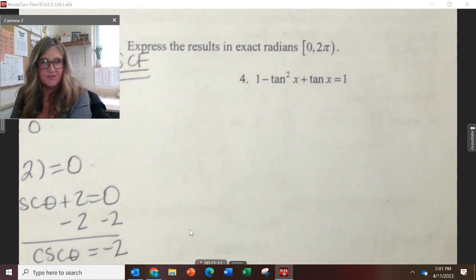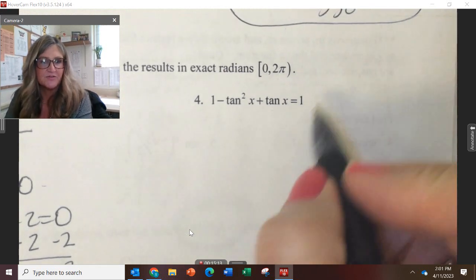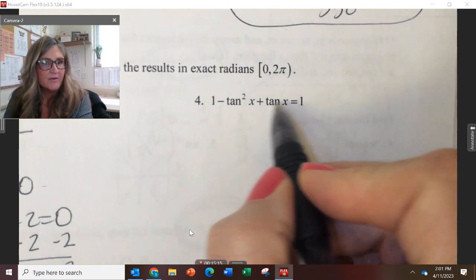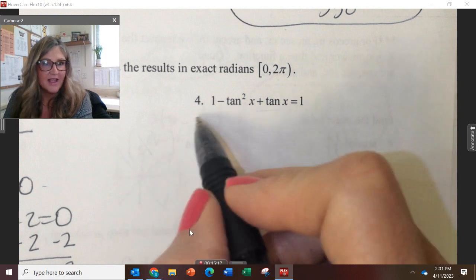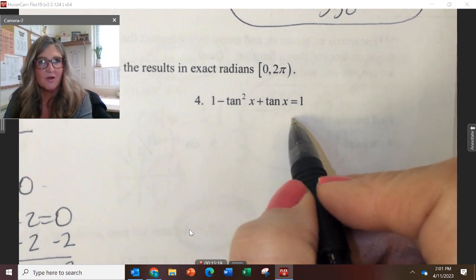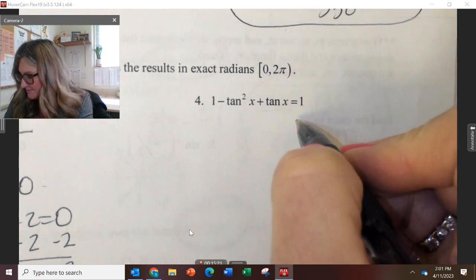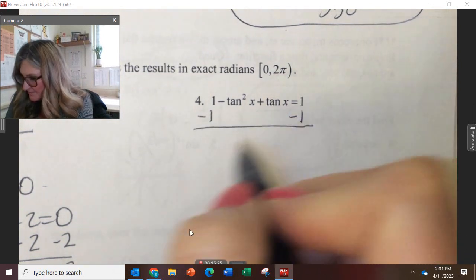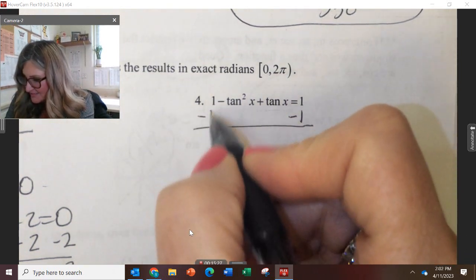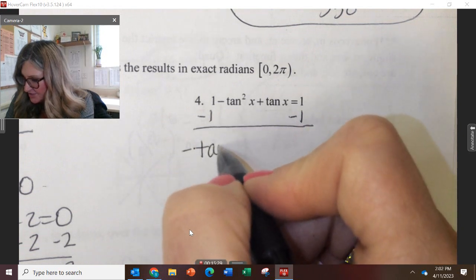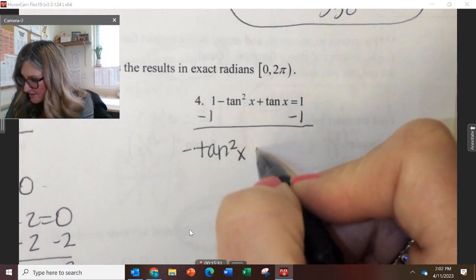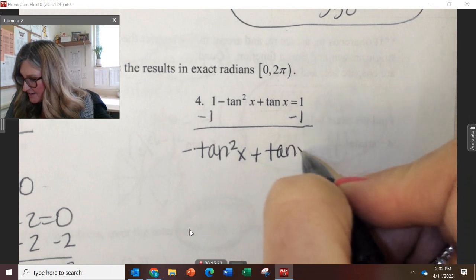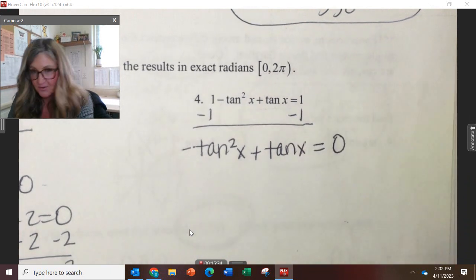All right, let's do the last problem here. This is the last one we're doing for today. We want to solve this. Okay? So we have to get it set equal to 0. What are we going to do to both sides? Subtract 1. So that's going to cancel, negative tangent squared x plus tangent x equals 0.